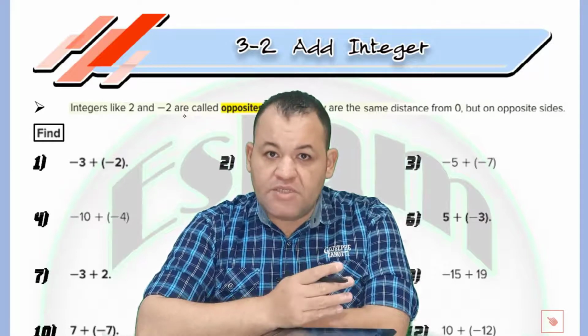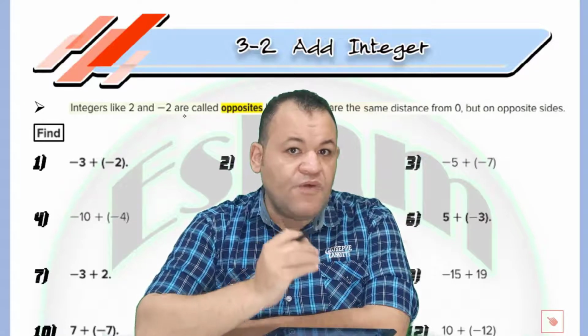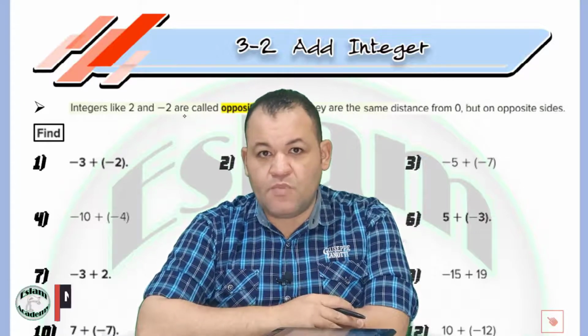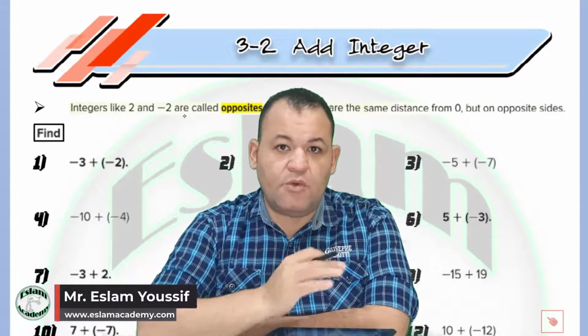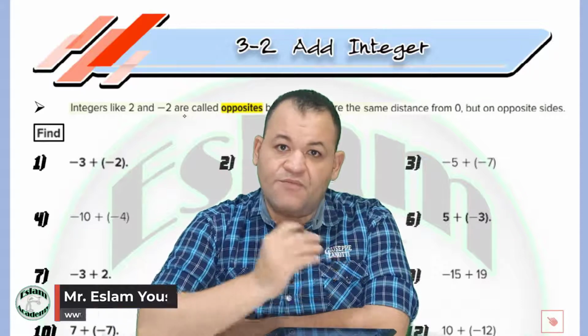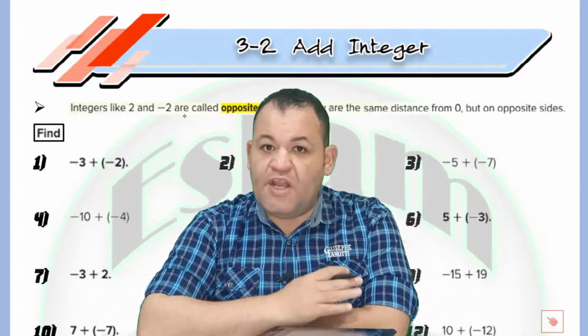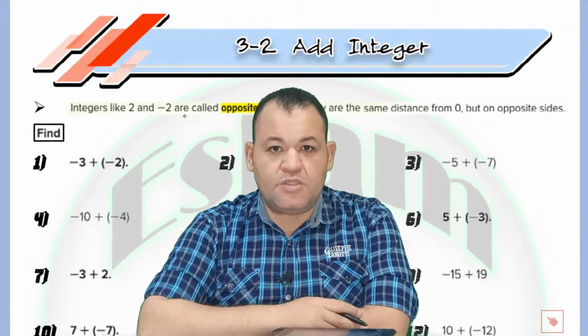For any two opposite numbers, if you add them, you will find that the answer will be equal to 0. So 2 plus negative 2 equals 0. 3 plus negative 3 equals 0. 4 plus negative 4 equals 0. So the sum of any two opposite numbers will be equal to 0.